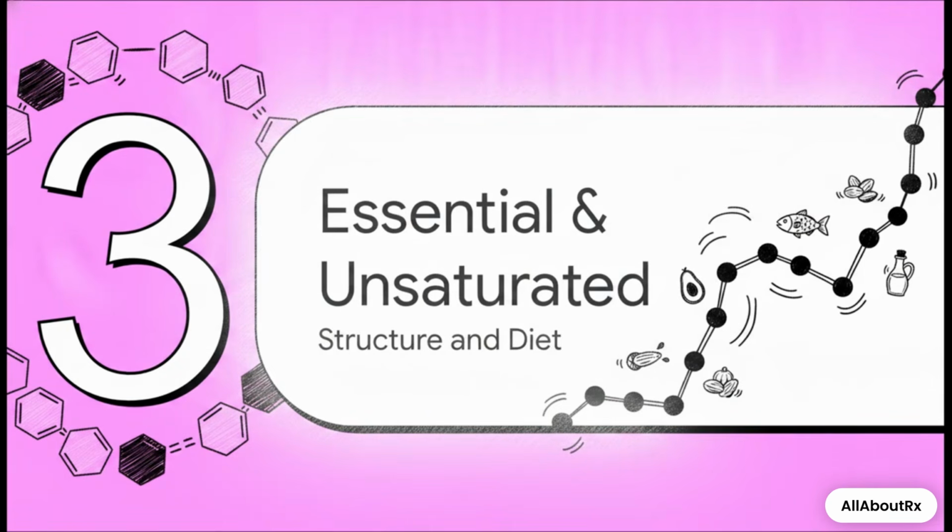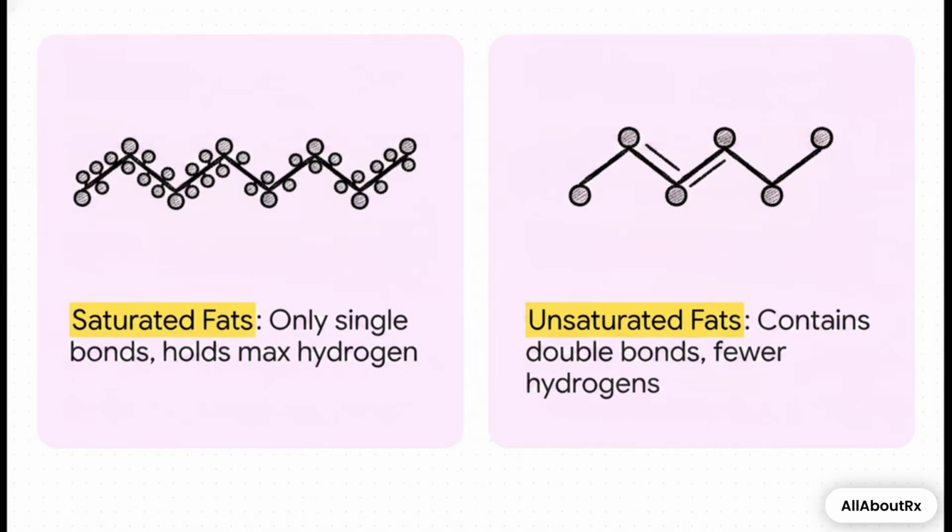Okay, Section 3, essential and unsaturated fats, structure and diet. Let's shift our focus to the actual chemical bonds holding these chains together. We can clearly contrast the two main types of chains we're dealing with. Saturated fatty acids are essentially straight chains. They contain only single bonds between the carbons, meaning their carbon skeleton is, well, saturated. It holds the absolute maximum possible amount of hydrogen. Unsaturated fatty acids, on the other hand, contain one or more double bonds in that chain, which naturally means they have fewer hydrogens holding on.